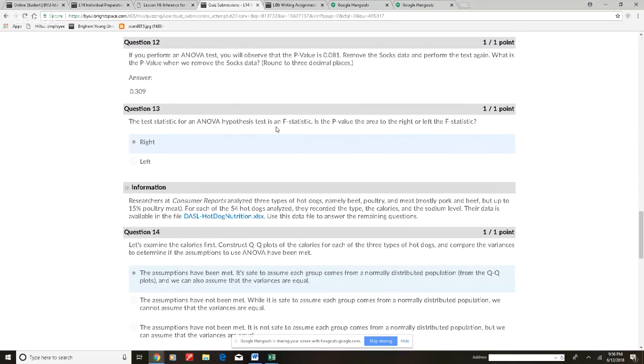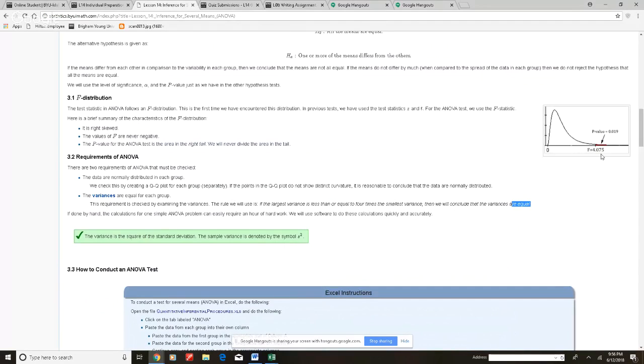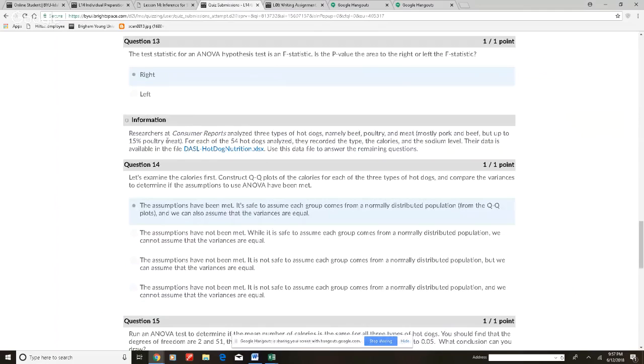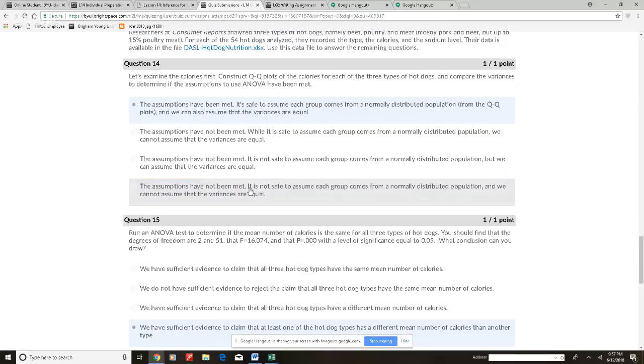The test statistic for an ANOVA hypothesis test is the F statistic. Is the p-value the area to the right or left of the F statistic? So F statistic is right here, right? It's this line right here. And the p-value will be on the right side of the tail. Oh yeah, you're right. So look, it says the p-value for the ANOVA test is the area to the right. And it's always right. Okay. And now with the nutrition.